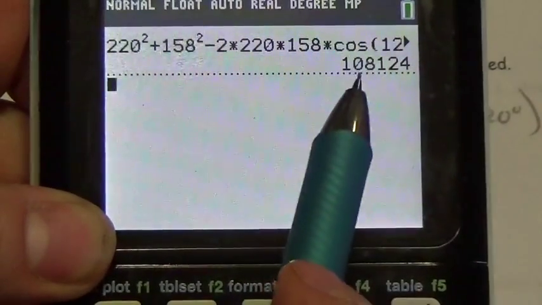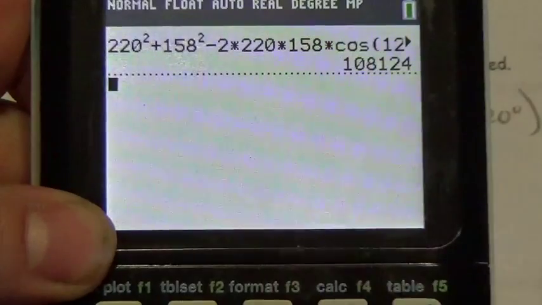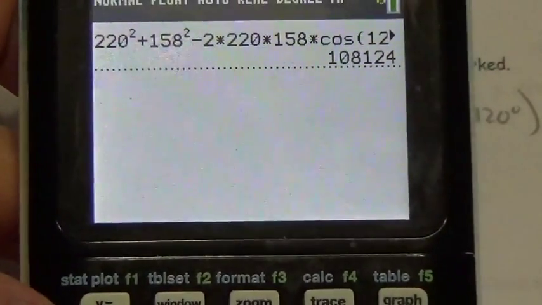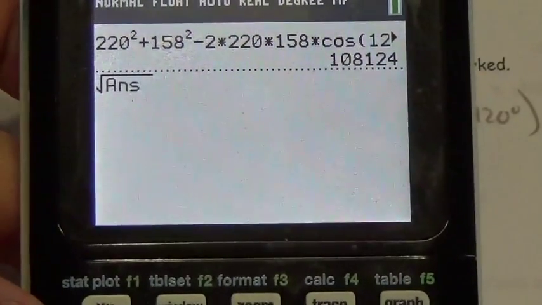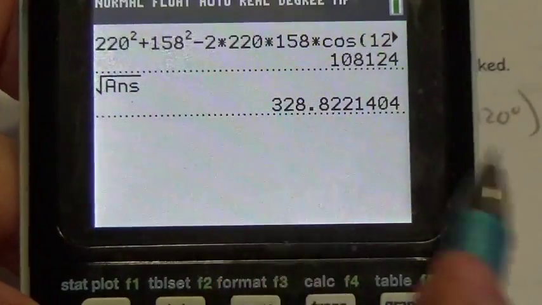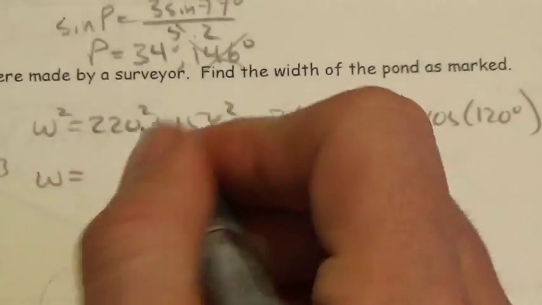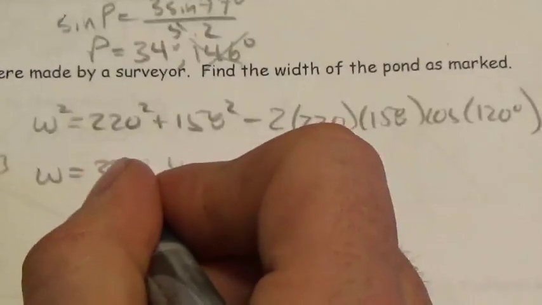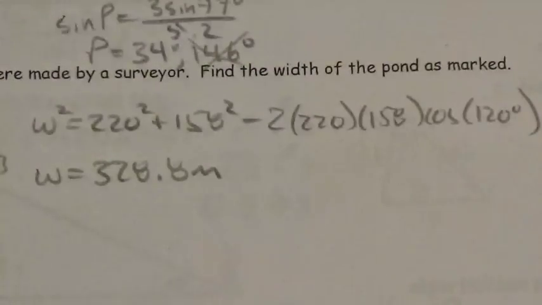Okay, and I get this 108,124. Yikes, that's a big answer. But bear in mind, I got to square root that to get W. I got to go one step further, and I get 328.8 meters. W is equal to 328.8 meters. So just remember to take the square root at the end.